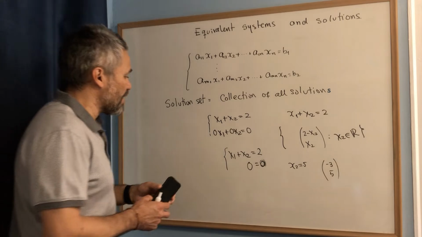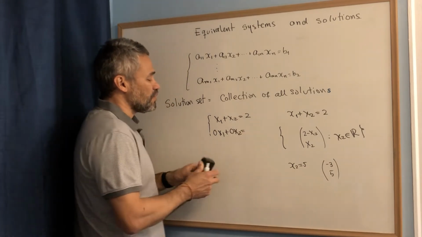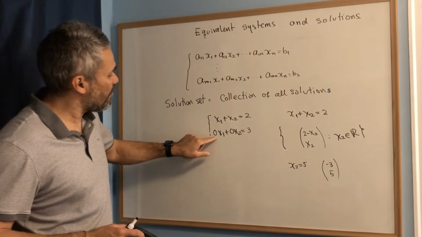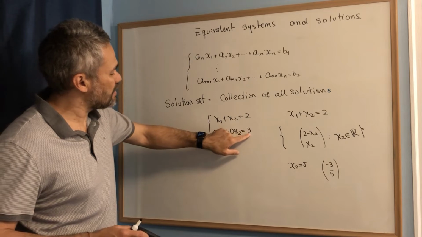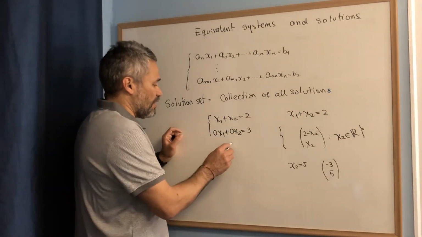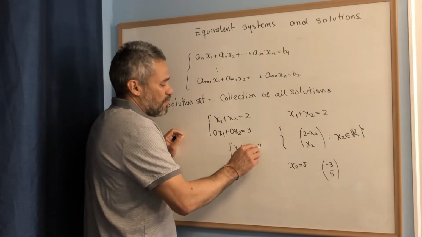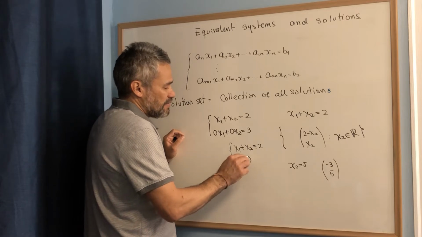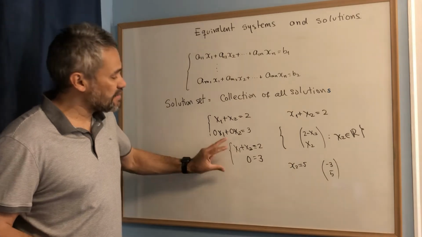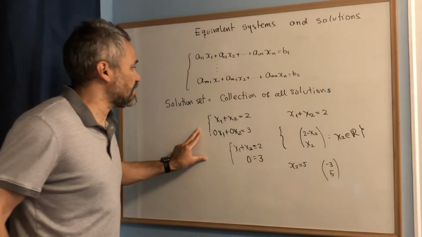Another possibility that we may have as a system is something like this, right? We can make A21 equal 0, A22 equal 0, and B2 equal 3. Then in this case, this system will look like x1 plus x2 equal 2 and 0 equal 3. Then we may have things that look like that. It is strange, but those systems will show up a lot.